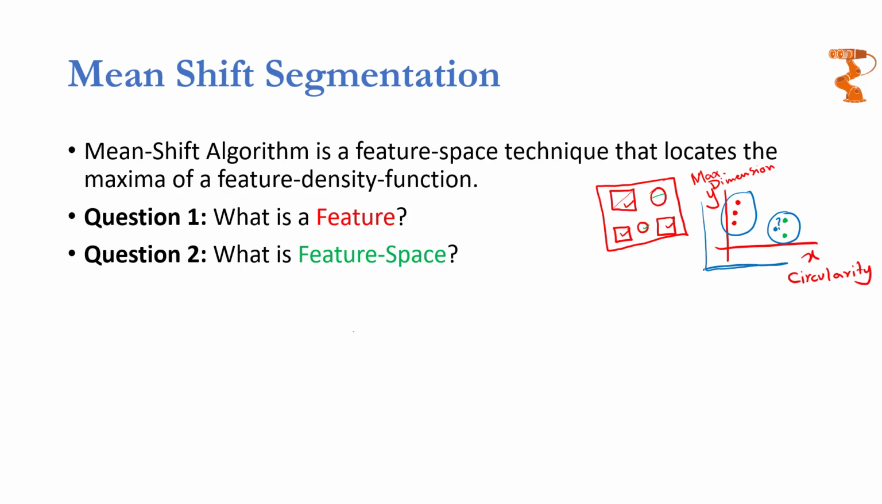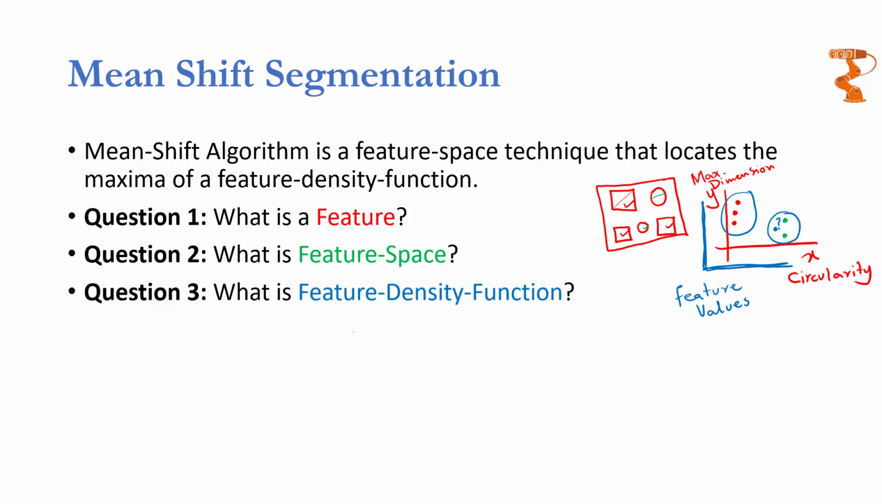So this is a feature space where these x's are representing some feature values instead of some time or some voltage value or some amplitude. These feature values can range from 1 to millions. So a feature space can be as simple as a one-dimensional feature space or as complex as a million-dimensional feature space. So the third question is, what is a feature density function?